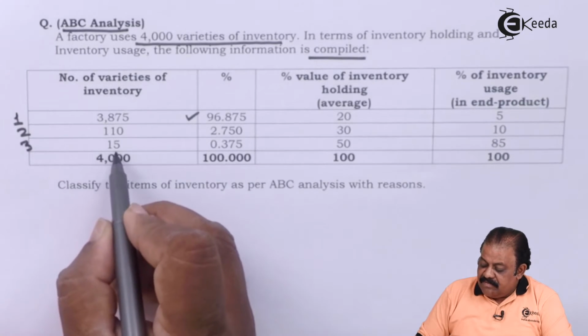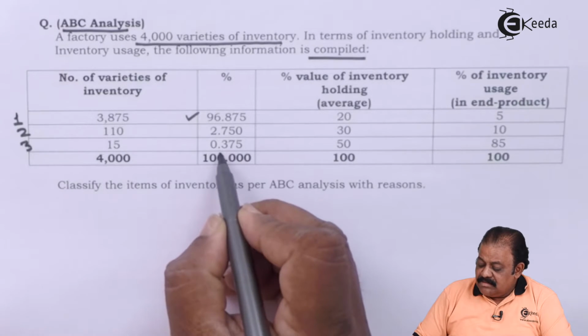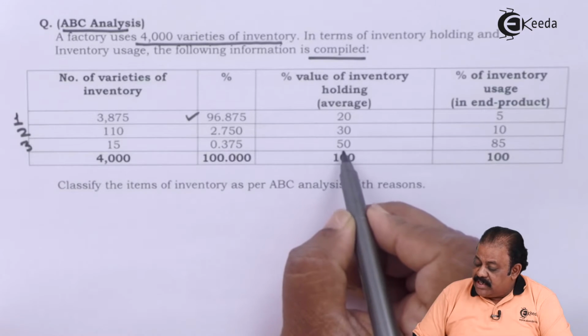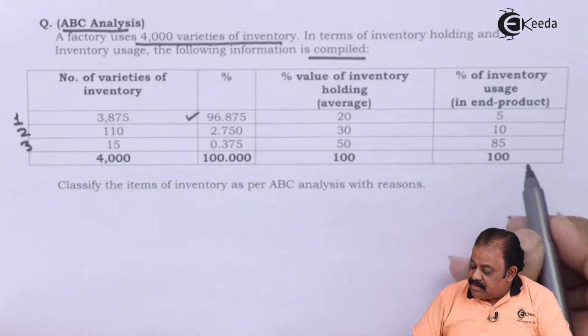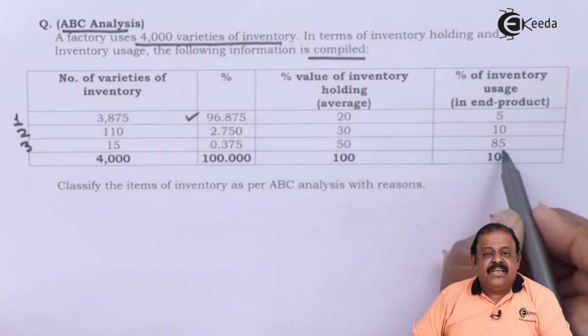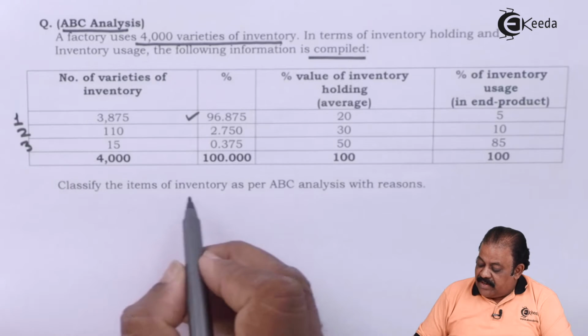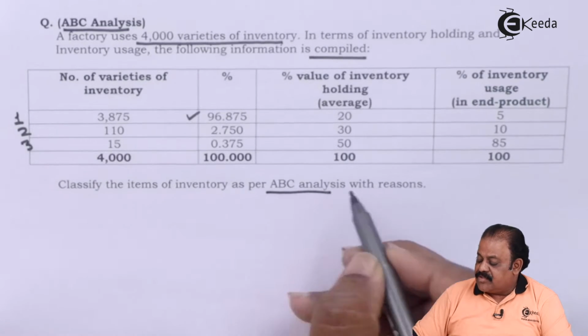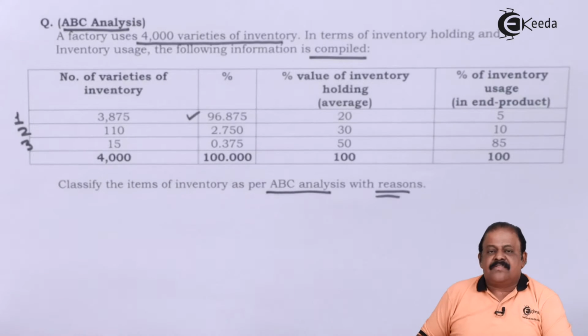Third is 15 number of varieties of stocks, percentage 0.375, percentage of value of inventory holding is 50%, and value of inventory usage is 85% in final product. Classify the items of inventory as per ABC analysis with reasons.